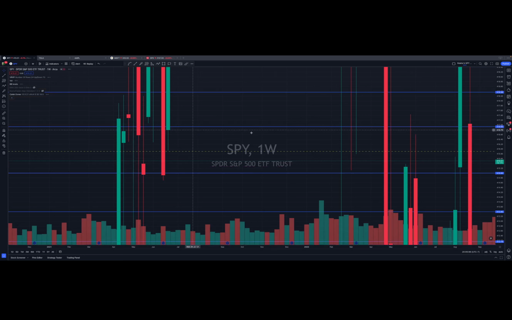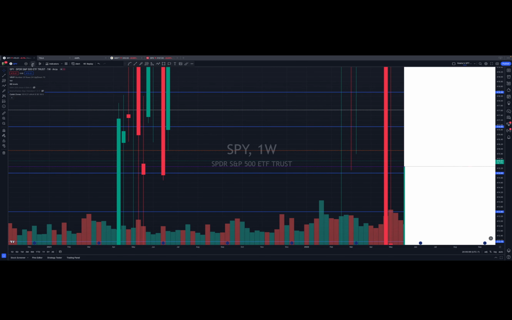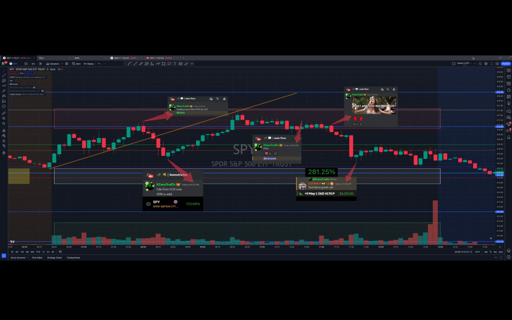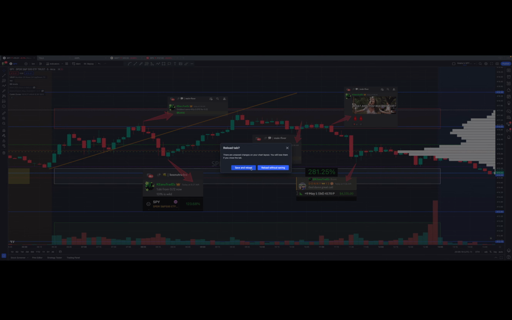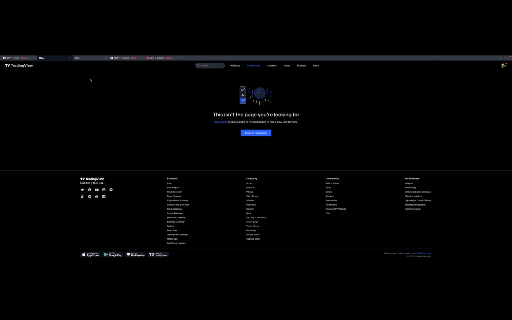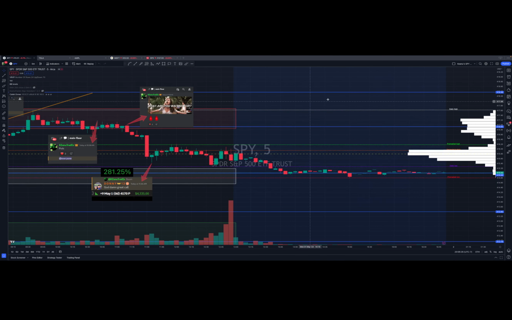So let's go weekly. Let me go back to daily. I have to switch my entire thing. Save and reload. Just saved my chart. Okay, I don't know what it's doing there. Let me just go see if SPY opens up.